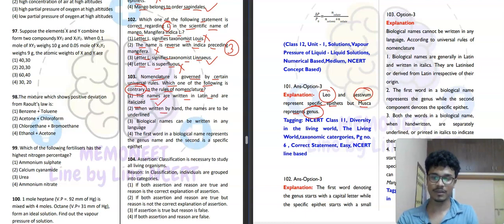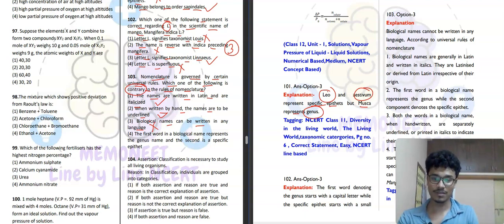Now the next one is when written in hand, the names are to be underlined. It is also correct. When we write any scientific names, we need to underline them to show that these are scientific names. Next one is biological names can be written in any language. It is not correct because it should be written in Latin language only, and when printed, italicized, and when written in hand, then it should be underlined.